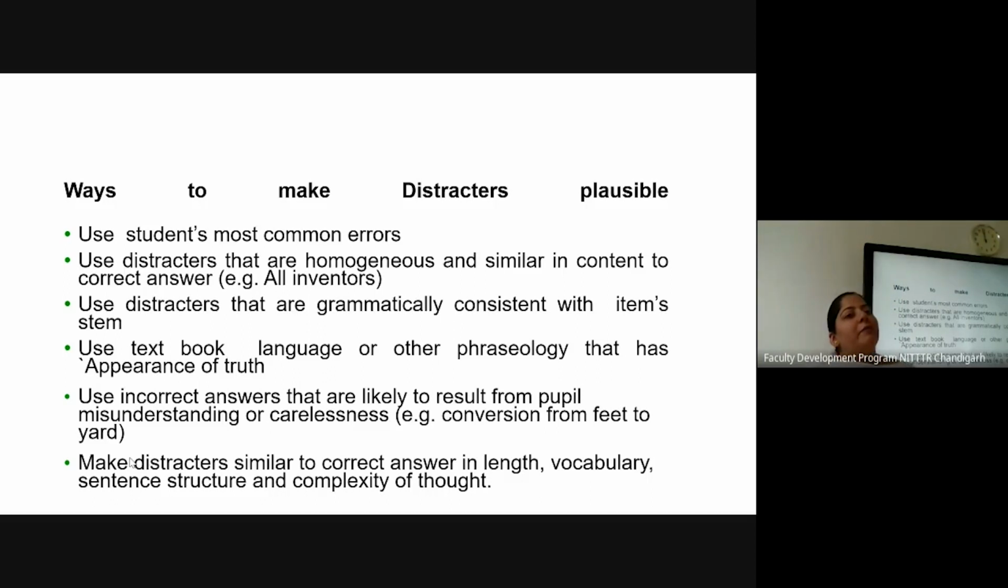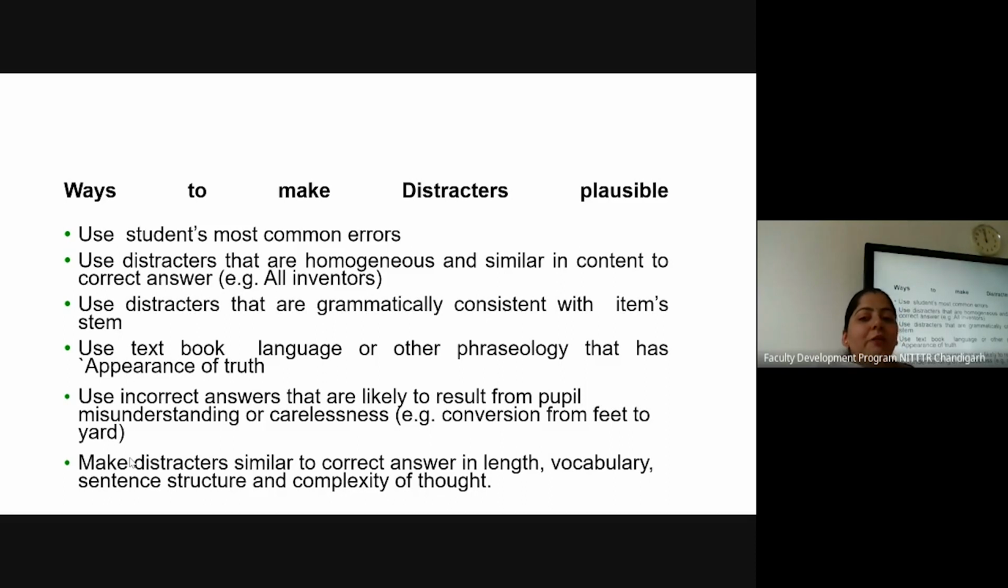So that becomes the part of my distractor. Use distractors that are homogeneous and similar in content to the correct answer. आपकी जो correct key है, that need not be very different from the distractors. The similar kind of homogeneity needs to be in the distractors also. Use distractors that are grammatically consistent with the item stem. So sentence framing जब हम करेंगे, every distractor is going to fit with that particular stem.